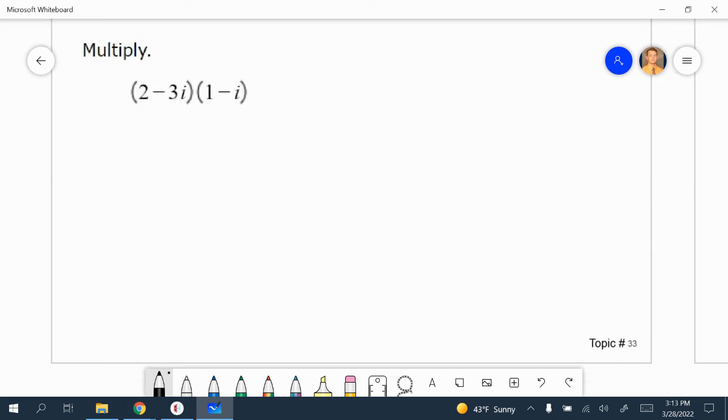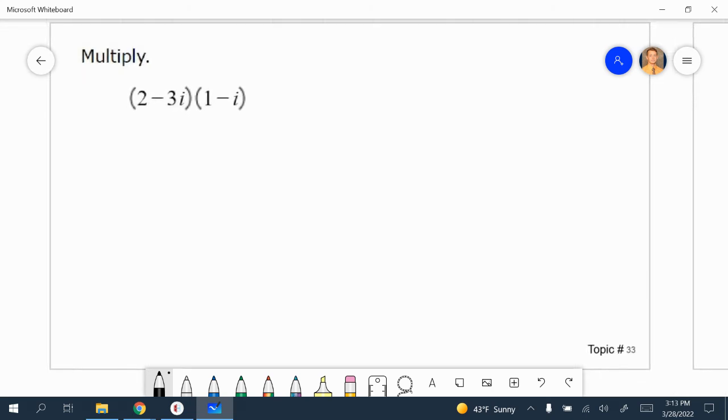We've got a chance to FOIL now on topic number 33. We're going to FOIL the first term, so 2. Our outside term would be -2i. My inside term would be -3i. And my last term would be, really, it's going to be a positive 3i squared, which we're going to have to talk about now.